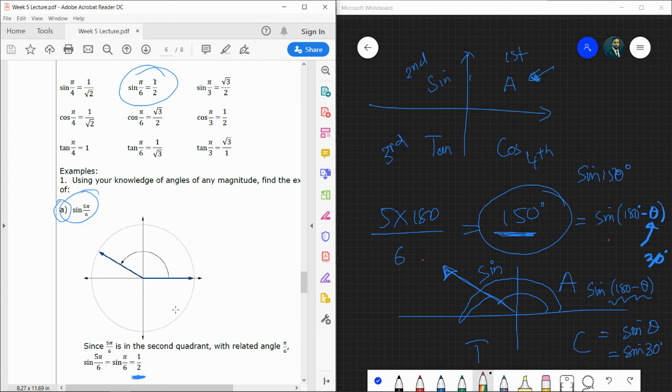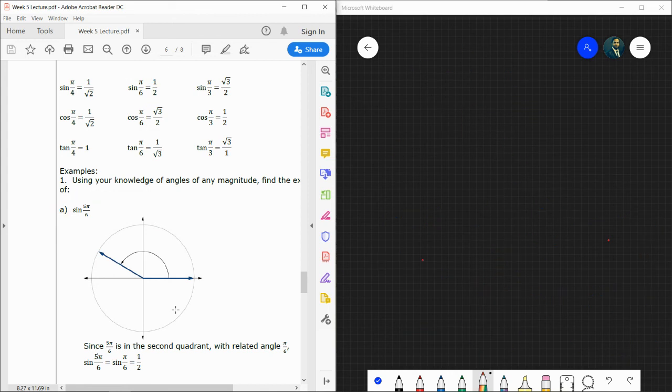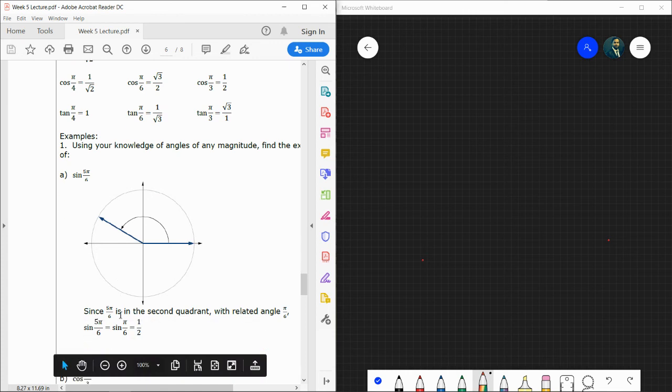That's how you can find the exact value of any other angles except the ones that you already know. So you gotta tweak it a bit so that you can get to what you need. So maybe I can just go through another example.